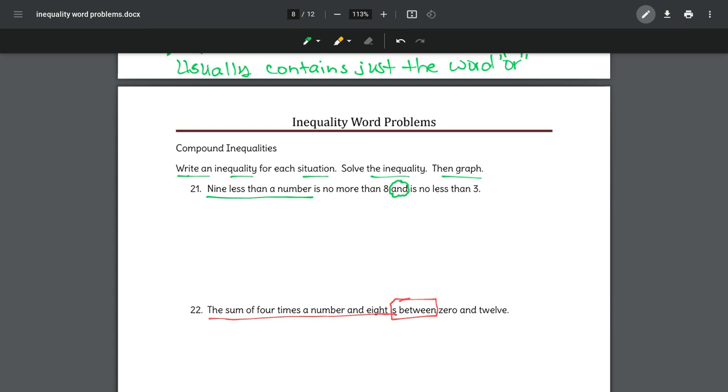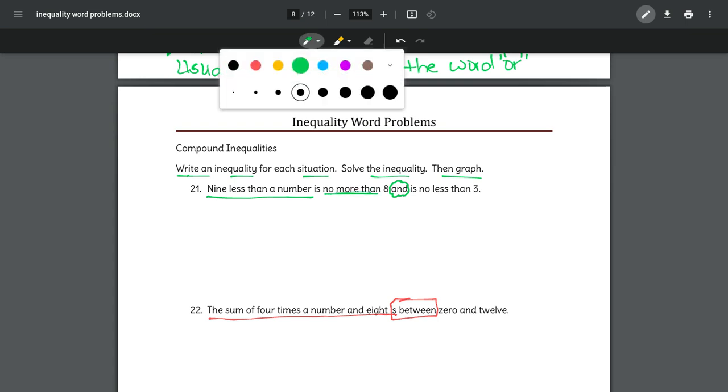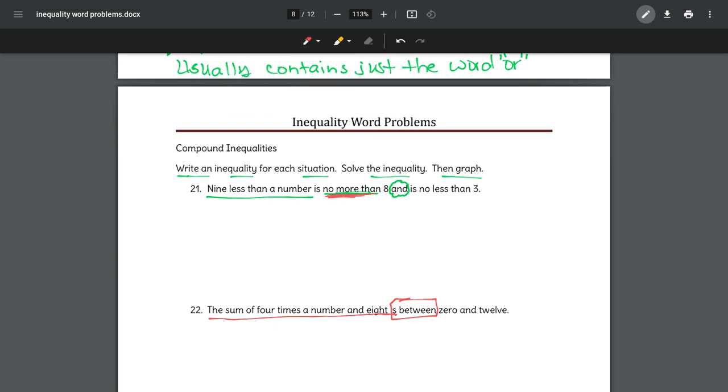So I see the word and, and I see before it says it's no more than 8. No more than 8. Well, more than, usually you think about greater than, but if it has no in front of it, it's less than or equal to. Less than or equal to 8. I'm going to use the word and. And then it says no less than 3. Less than, we usually think about less than, but it has the word no in front of it. So I want to go with greater than or equal to 3.